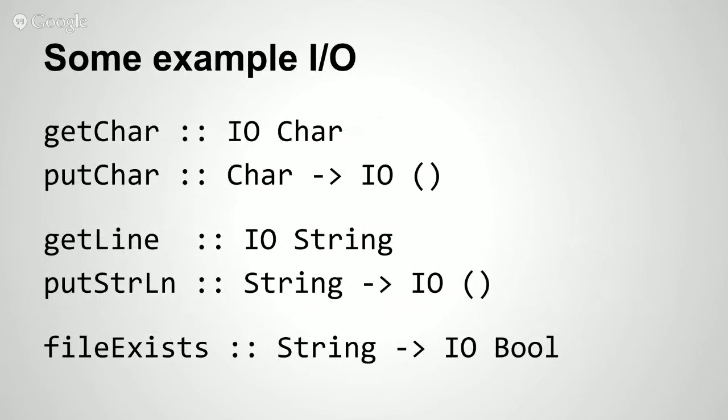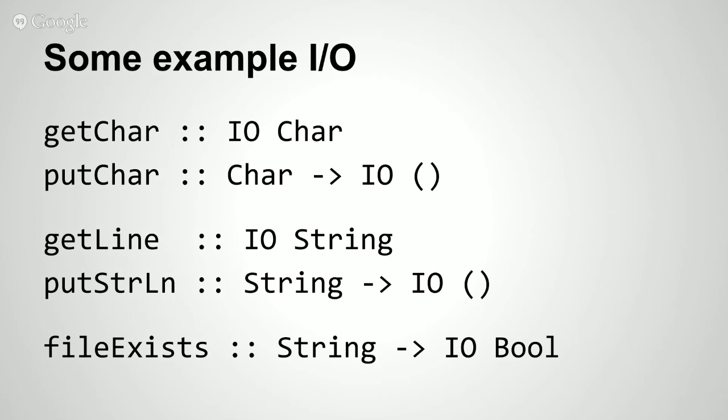Here are some example I/O functions. We have getChar, which gets a character from the console and has type IO char. And then putChar is a function that takes a char, and when you give it that char, it returns an action, IO unit, that will print that character to the console. It doesn't really have anything to say other than I did it, so it returns a unit.